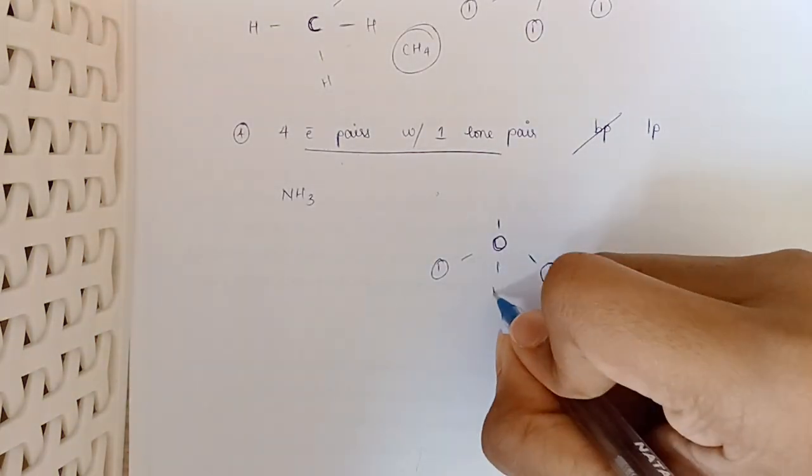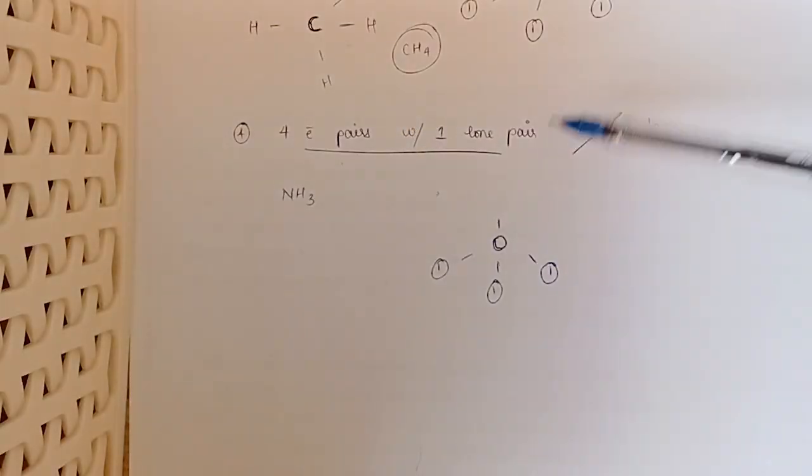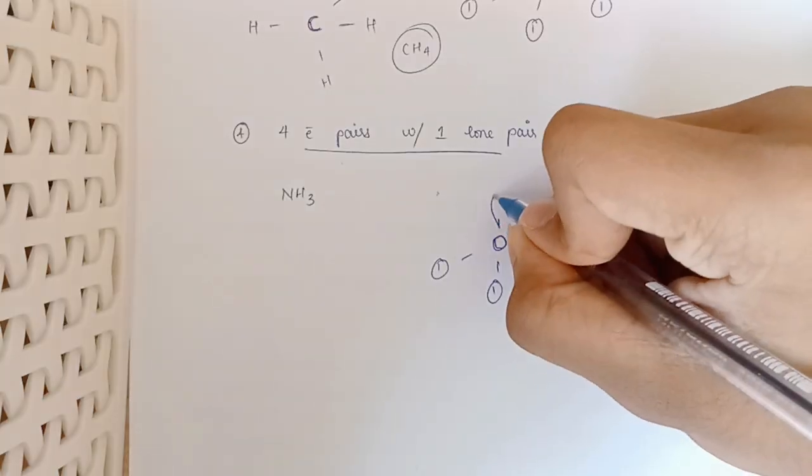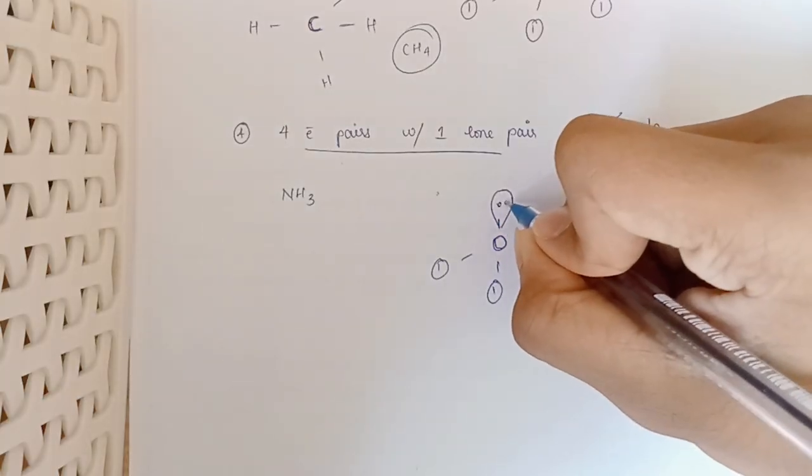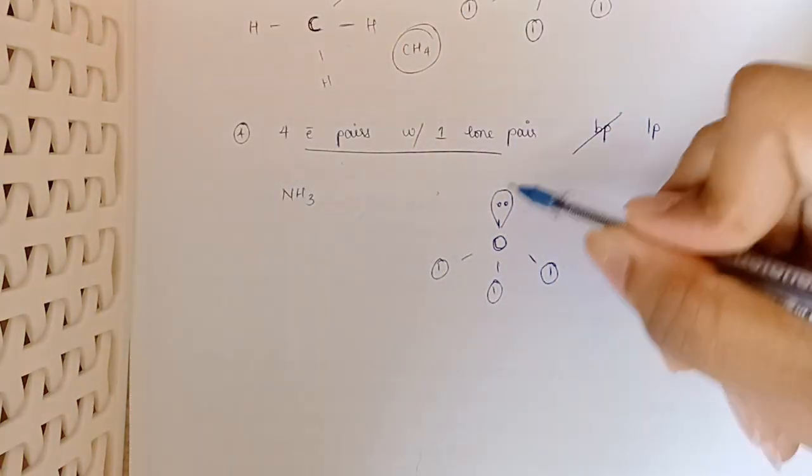Again, one at the back. The last electron pair is substituted as a lone pair. This is how we represent a lone pair. A lone pair is represented like this. So this is what a lone pair is.